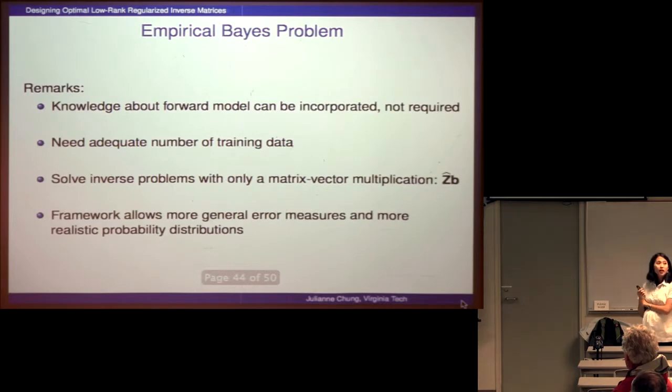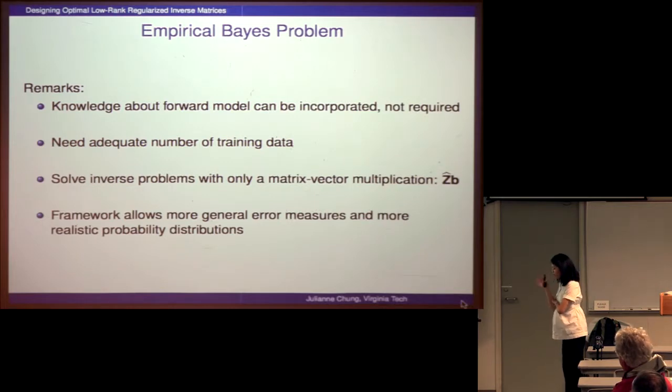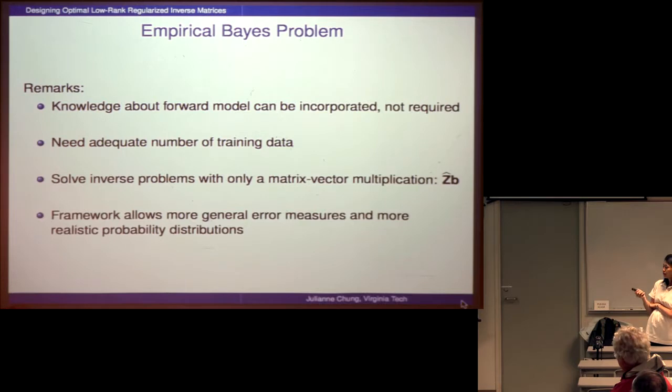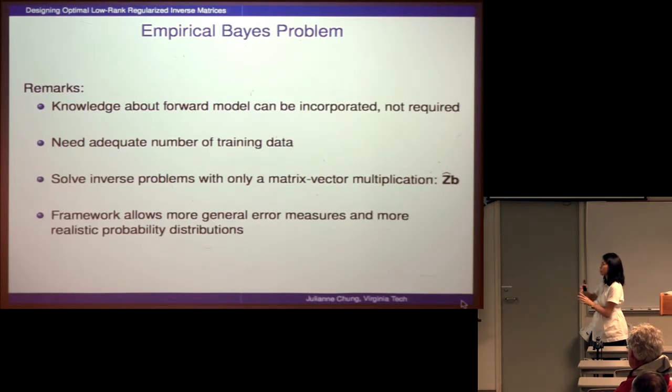Okay, so let me quickly summarize, and then I'll give you some results. So for the empirical-based problem, the important thing is that you don't need any knowledge of your forward model. Okay, so why is that? As you notice, for example, in the 2-norm case, everything depends on your training data, so your inputs and your outputs. You can think of your inverse problem as a black box that you just send things through. If you want, you can incorporate information, but it's not required.